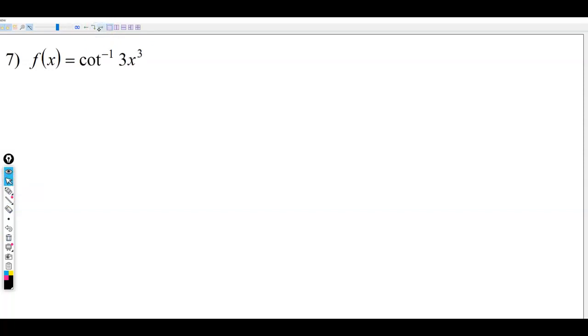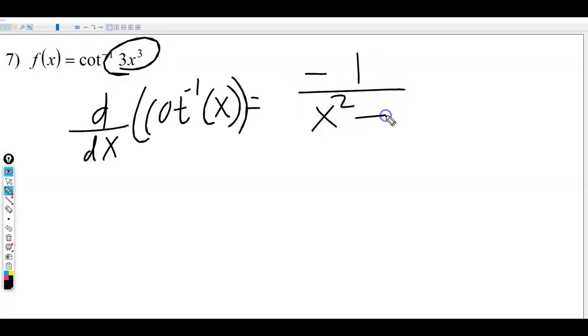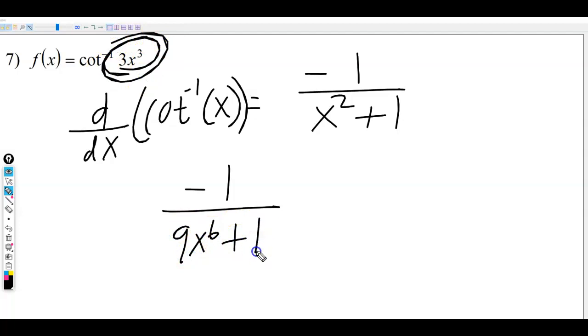All right, number 7, another arc trig function. So the derivative with respect to x of arc cotangent, what is that little formula going to look like? Well, the derivative of arctangent is negative 1 over whatever is on the inside being squared, plus 1, okay? So in this case, it's going to be negative 1 over the inside squared, so that's 9x to the 6th, plus 1, multiplied by the derivative of the inside, which is 9x squared.